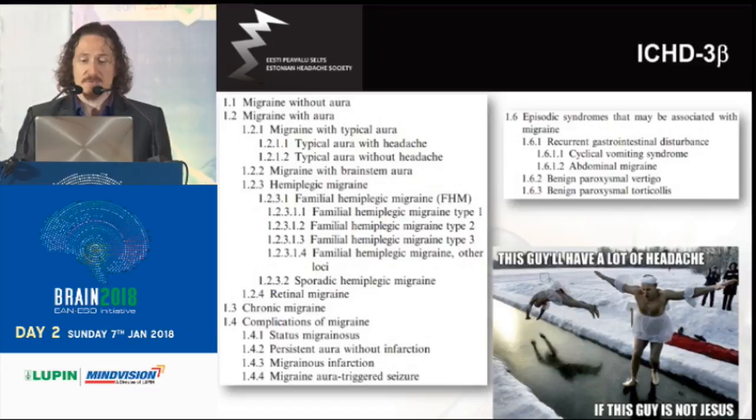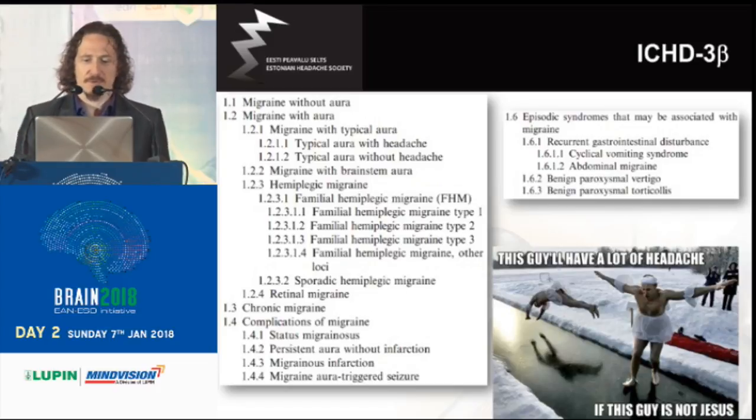Especially interesting are syndromes that previously were associated with childhood episodic syndromes. Now we know that they are not limited to childhood. They can rarely be seen in adult people as well. And we are talking about those syndromes that might not even have a headache as a primary complaint.